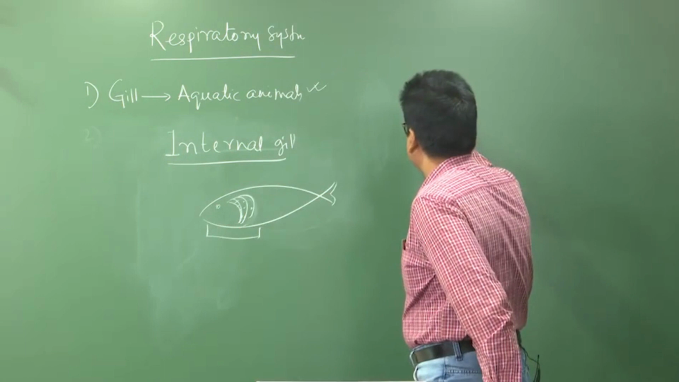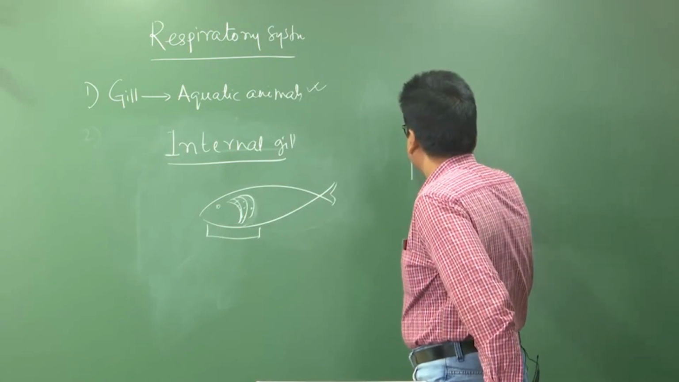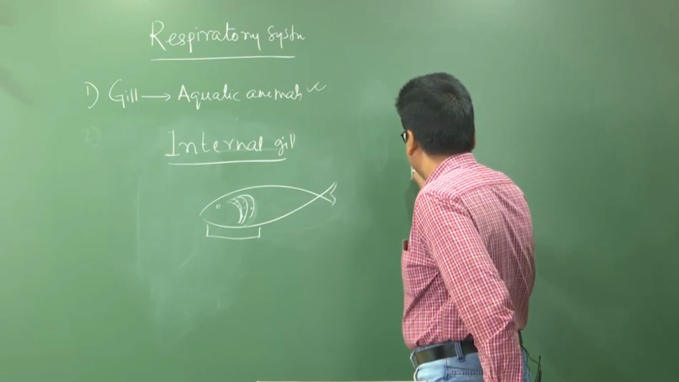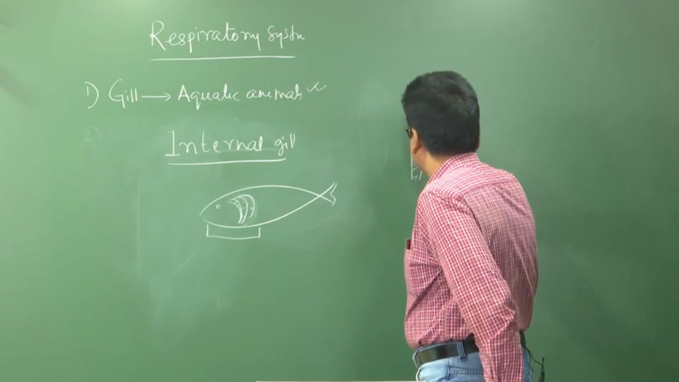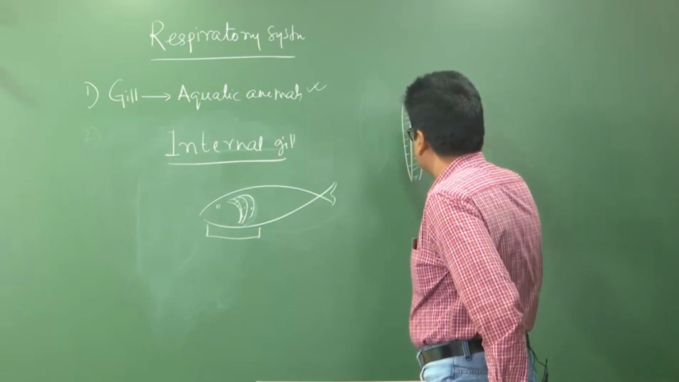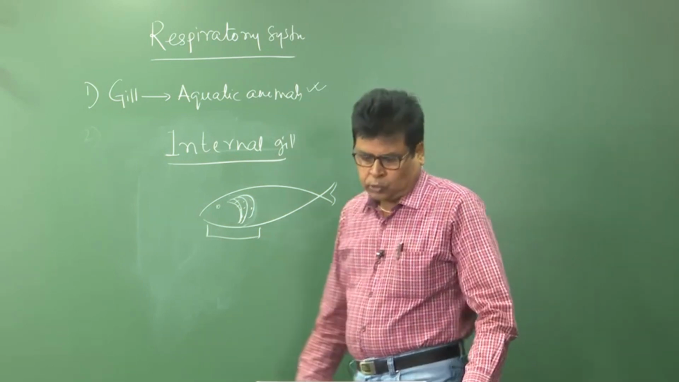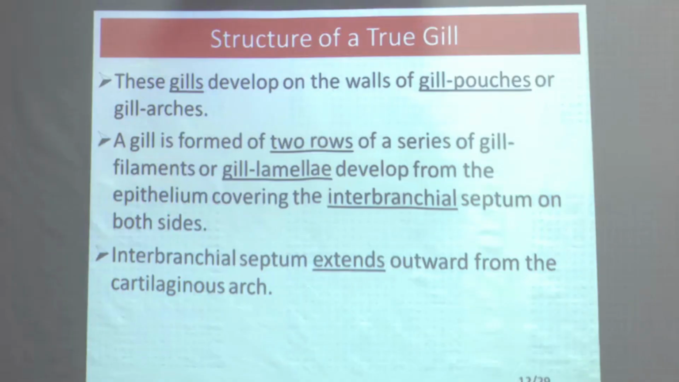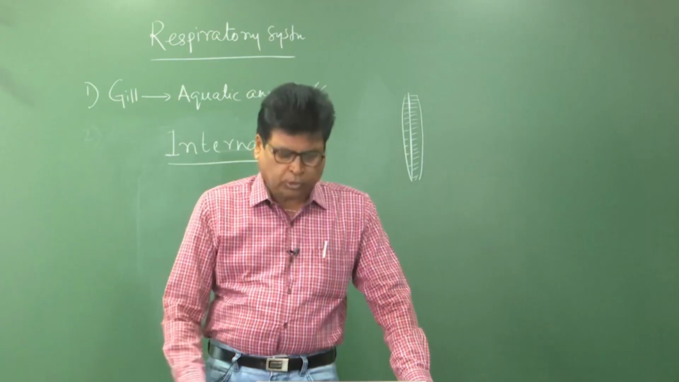So for example, this is the arch and here, this is the gill lamella. This is very much rich in, so this is one part and this is, for example, another part. So this is the gill, and this is the gill lamella. The interbranchial septum extends outwards from the cartilaginous arch to form the gill.